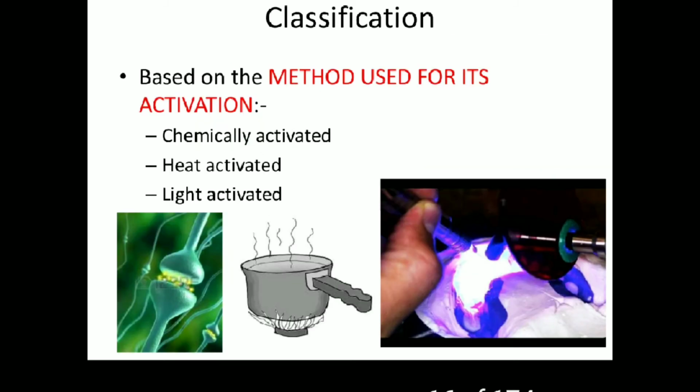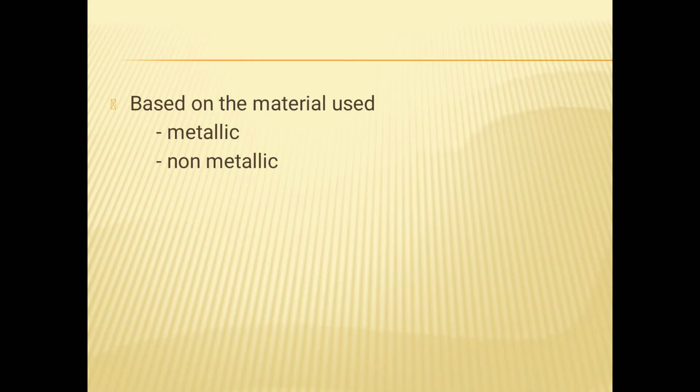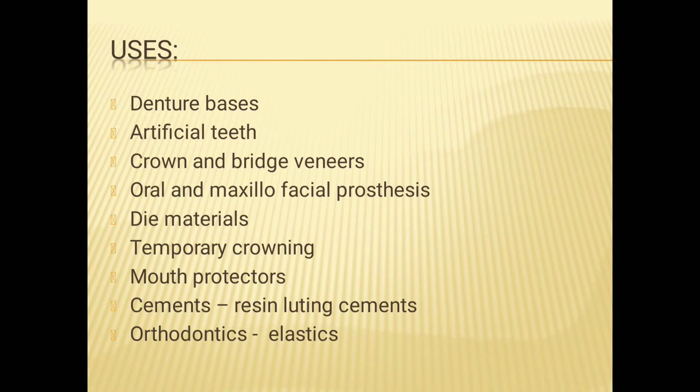And based on the activation, you already know light activated, chemically activated and heat activated resins. And based on the type of material used, it's metallic or non-metallic. Non-metallic means acrylic type resins. Metallic means we generally use cobalt chromium type of metals, and nickel chromium also can be used. Gold also can be used in rare cases.